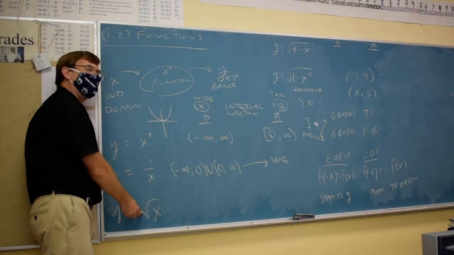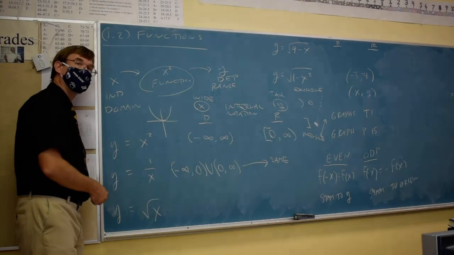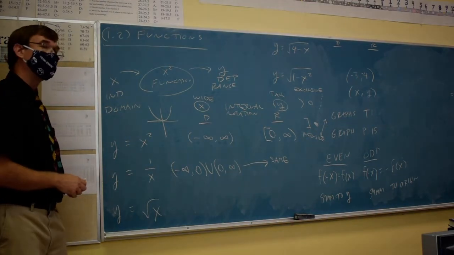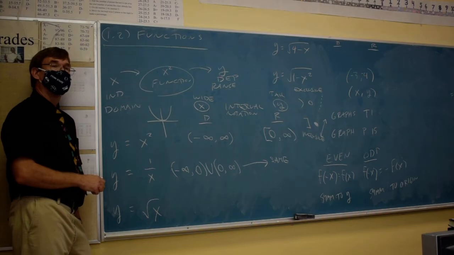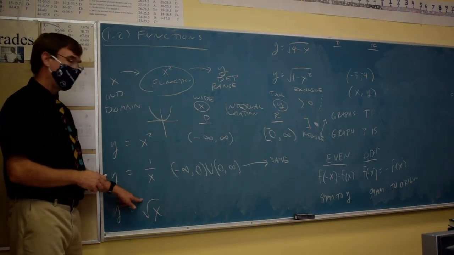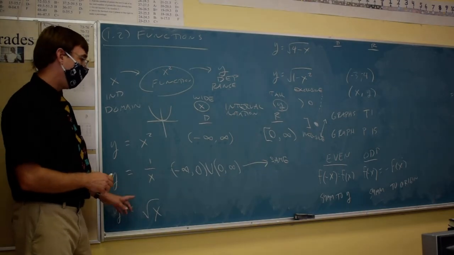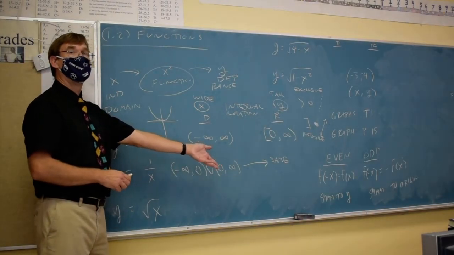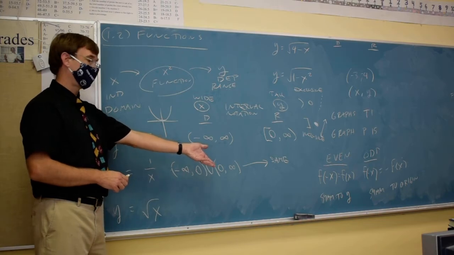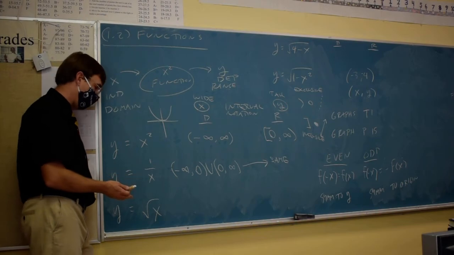This symbol had a rule you might have forgotten. Does anybody remember this symbol having a rule? Can't be on the bottom of a fraction. That's true. There's another thing about that symbol too. You can't square root negatives. If this symbol is used, you are not allowed to churn out negatives.